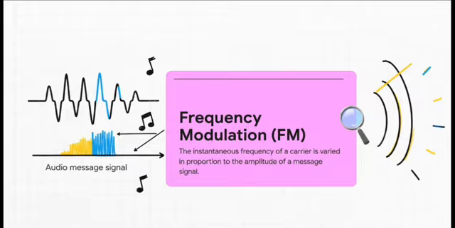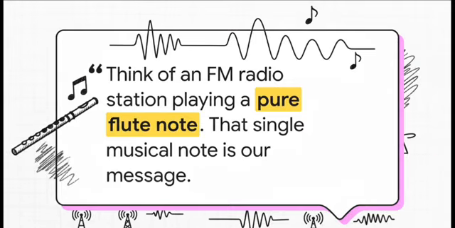Now take your message, say a piece of music. In FM, the loudness of that music tells the carrier wave how fast to oscillate or wiggle. A really loud part of the song makes it wiggle super fast, and a quiet part makes it slow right down. That's it. That's the core idea. So let's stick with that flute note for a second. That one pure note is our message signal. The loudness of that note directly controls how much the carrier wave's frequency changes. See? The information is now encoded in the speed of the wave, not its strength or power.